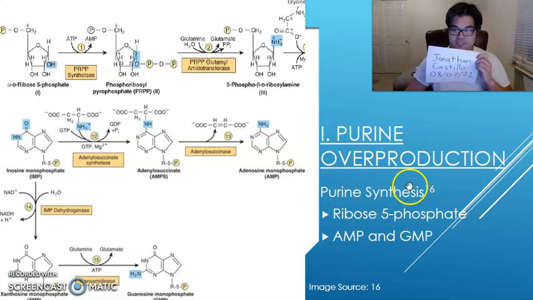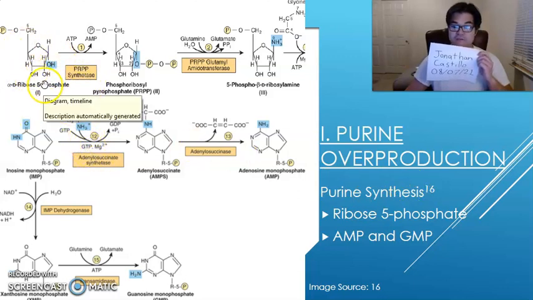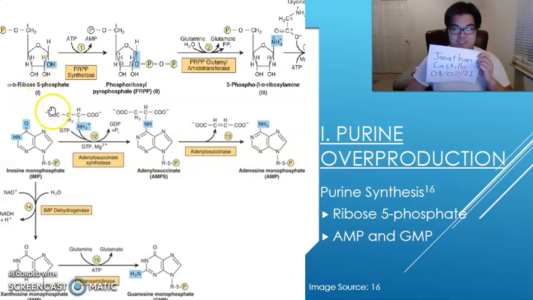So normally purine synthesis would begin with ribose 5-phosphate formed from the pentose phosphate pathway, or PPP. This is converted into the active 5-carbon sugar phosphoribosyl pyrophosphate, or PRPP, via the phosphoribosyl pyrophosphate synthase. This PRPP goes through several reactions to eventually form inosine monophosphate, or IMP, which then leads to the formation of adenosine monophosphate, or AMP, and guanosine monophosphate, GMP.